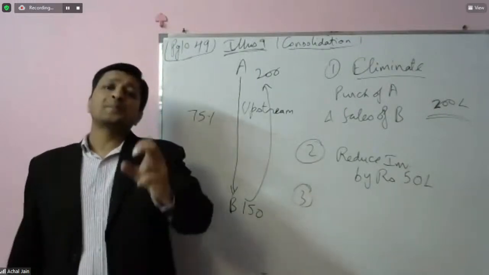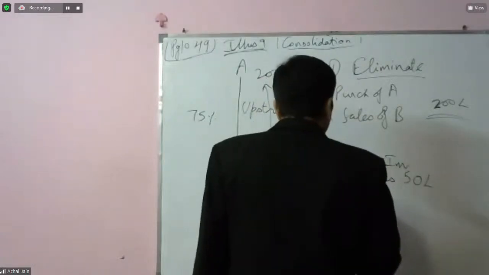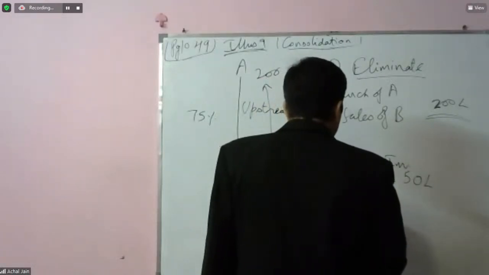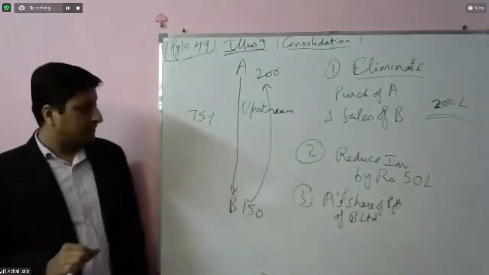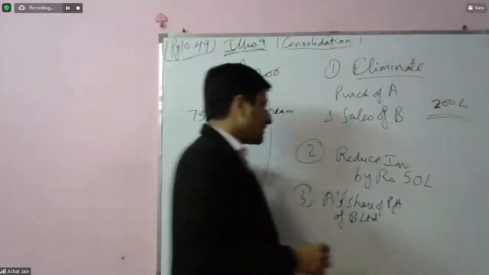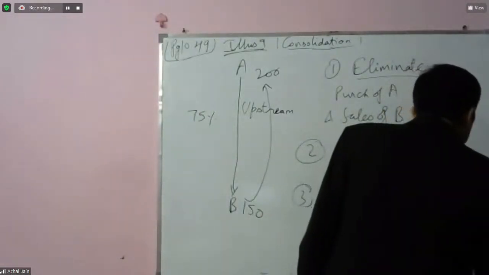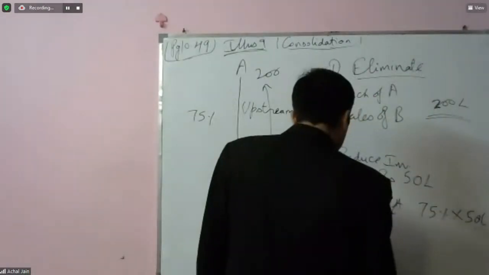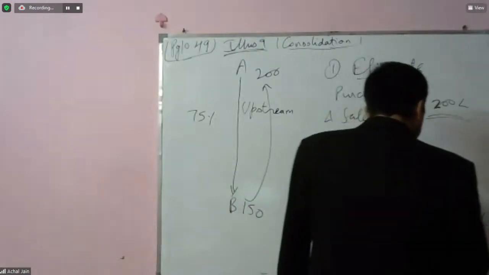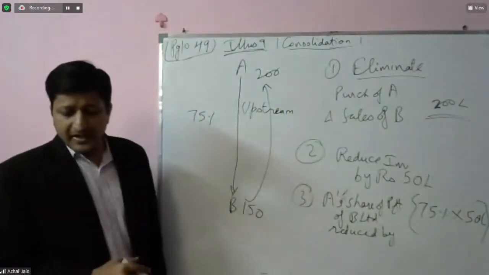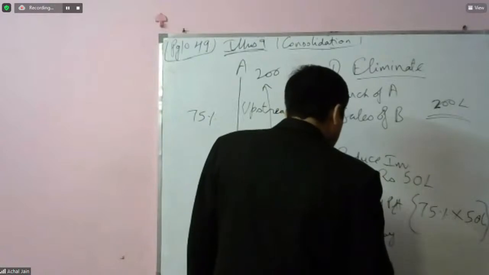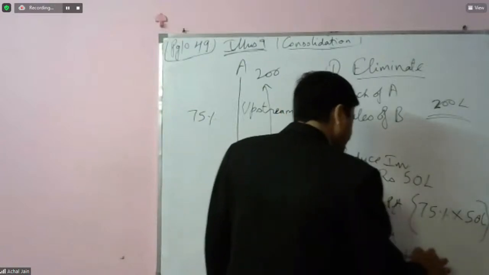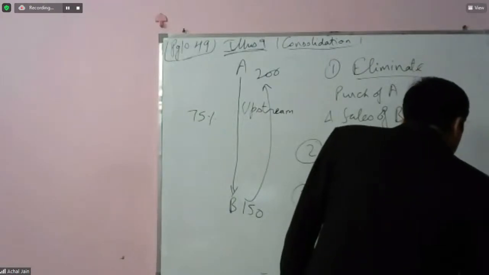whenever holding will pick up the share of subsidiaries' profits, so that means A's share of profits of B, which A will pick, this will be reduced by 75% of 50 lakhs. Similarly, when the minority will pick up its profit share, this will be reduced by 25% of this 50 lakhs.